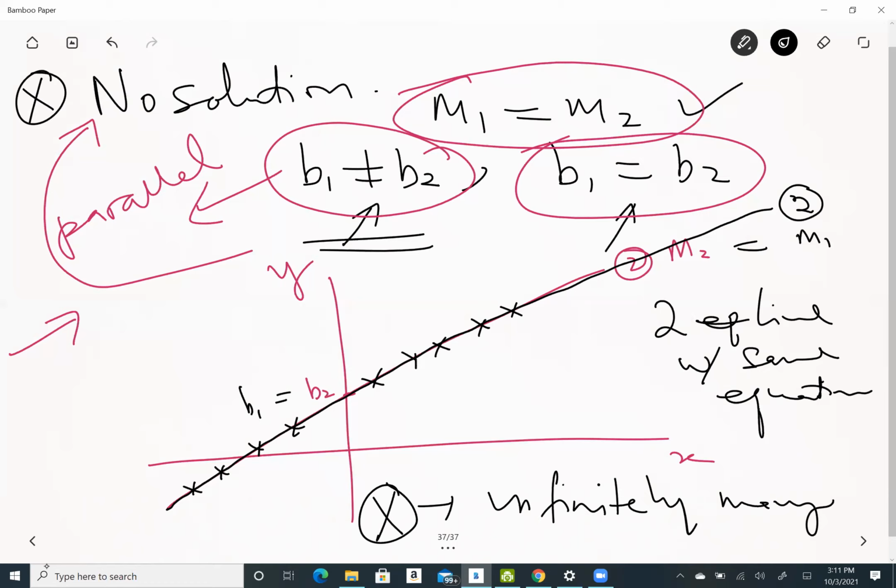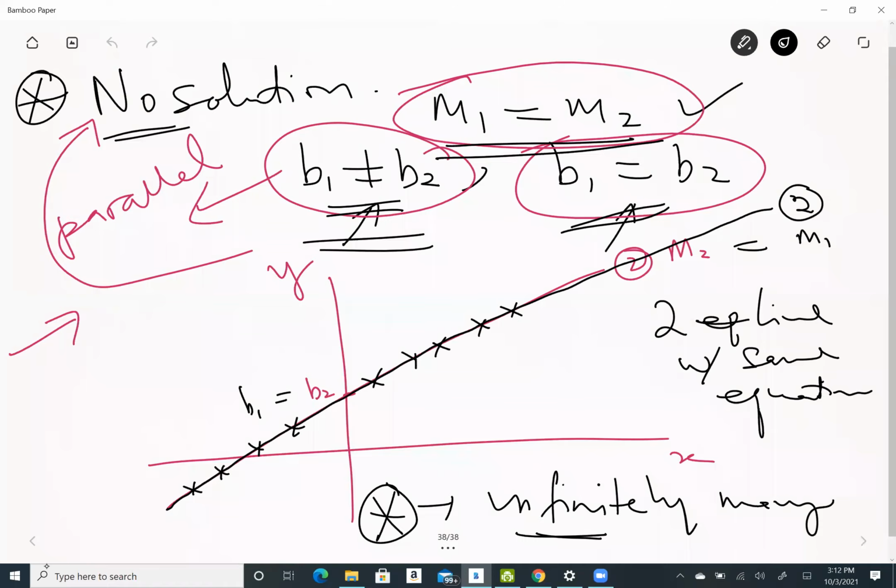So if you see the slopes are equal, then either there is no solution or infinitely many solutions. That's it, we are not going to continue. Or if you want to continue more, you look at the intercepts. If the intercepts are not equal, then there is no solution. If the intercepts are equal, then there are infinitely many solutions. But these cases of 2 and 3, we are not very interested in.